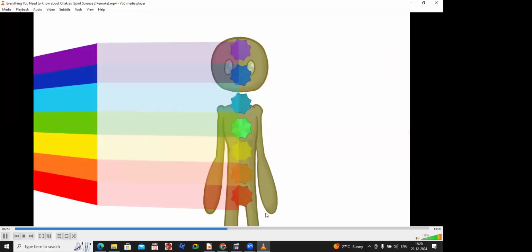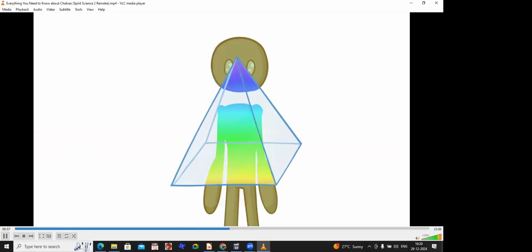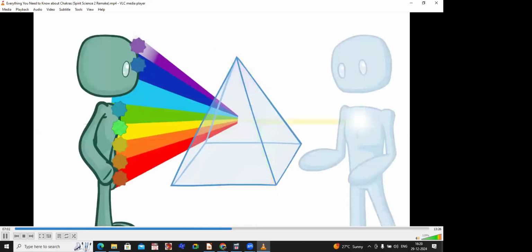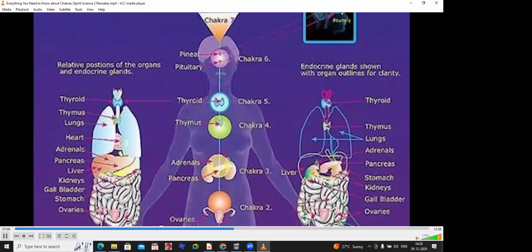Now, when you break light apart, you get 7 colors. These are the same 7 colors that our physical body is tethered to. What would you see if you were to look at a human being through an etheric energy prism? Are we bodies of light? Think about it.